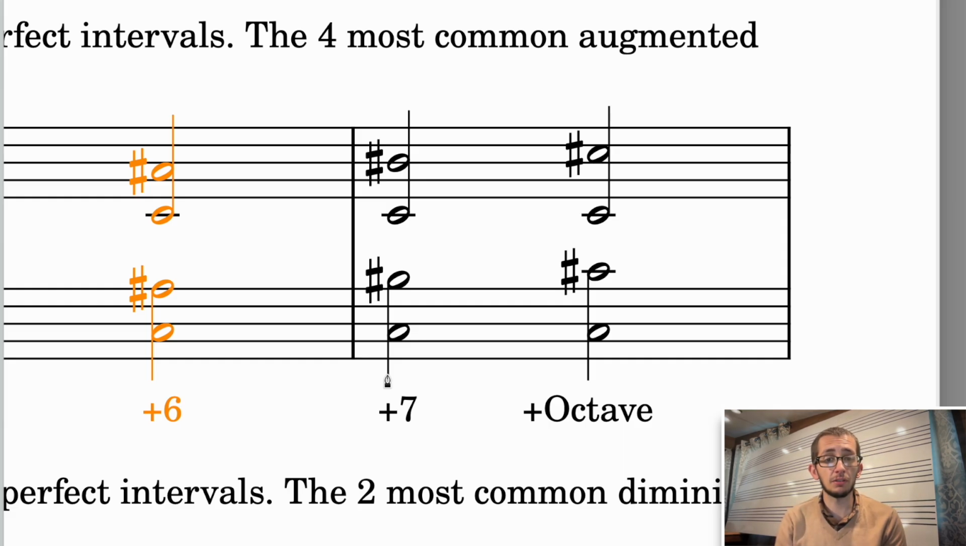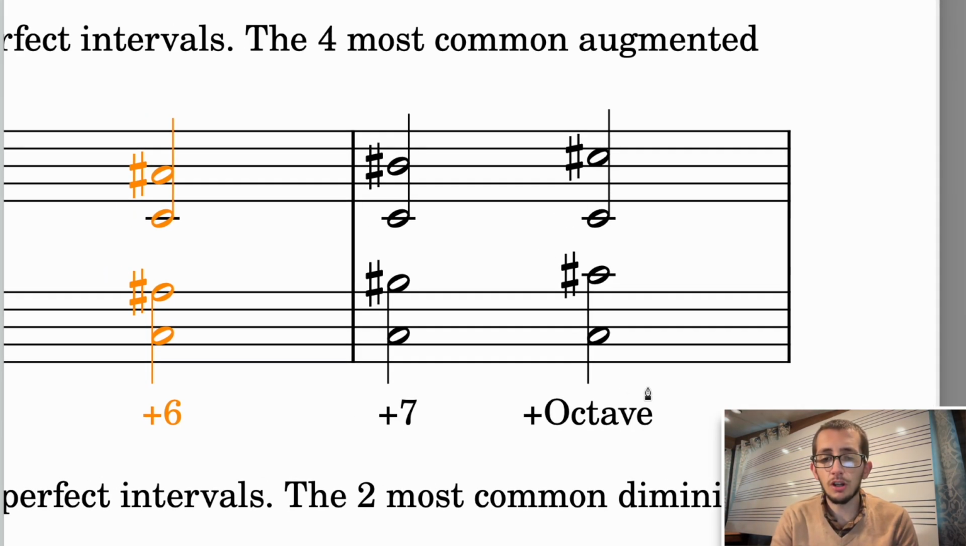So it's a seventh for sure because it's the note B, but because we've raised it a half step, it's an augmented seventh. And then talking about our augmented octave, we can also augment the octave. C to C is our octave, but if we add a sharp sign on that C, we get an augmented octave.